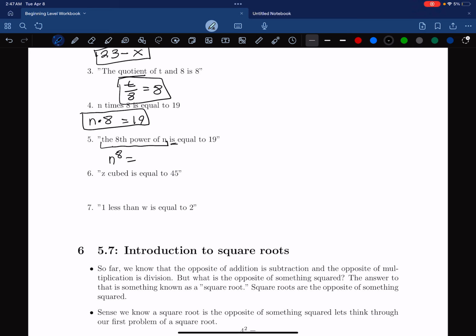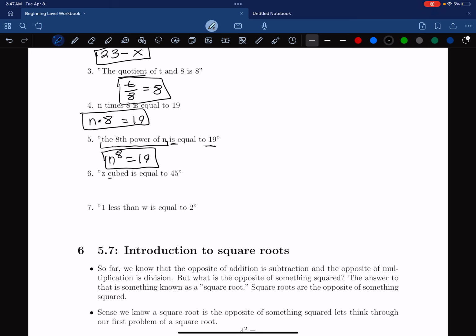And then for example 6, we have z cubed is equal to 45. So z cubed, whenever I say cubed, because you'll encounter cubed a lot. So if you don't know what cubed means, that means raised to the third power. So since we know z is raised to the third power, let's write that out. So z cubed, and then we have is equal to 45. So z cubed is equal to 45.